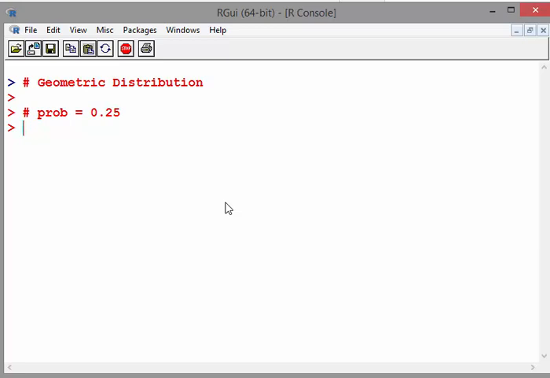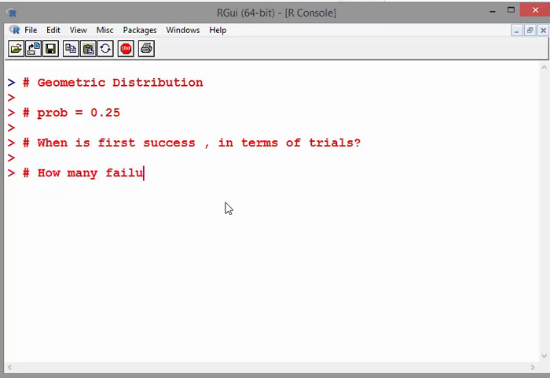The idea of the geometric distribution is: when is your first success, in terms of number of trials? That seems like a very interesting question, but this gets a bit more problematic, because you can also ask it in the way of how many failures before the first success. So I'm starting to muddy the water here a bit.